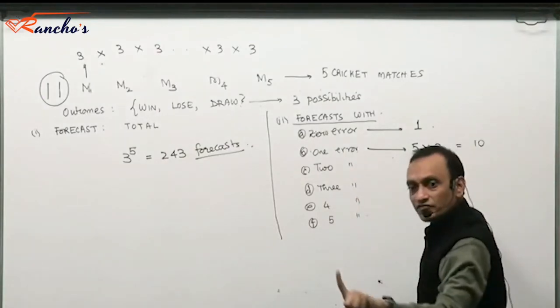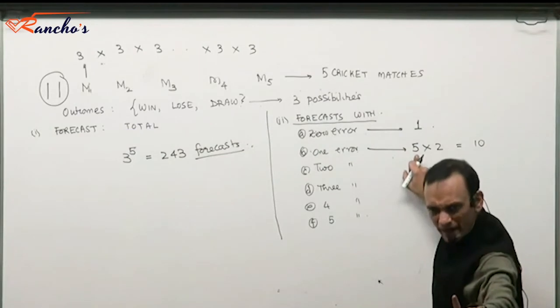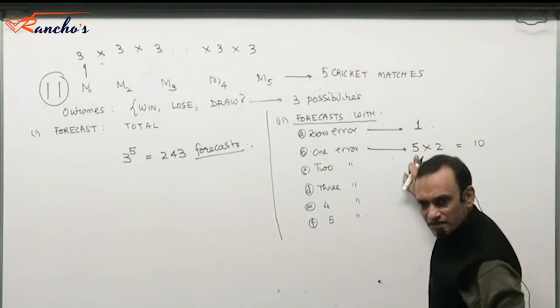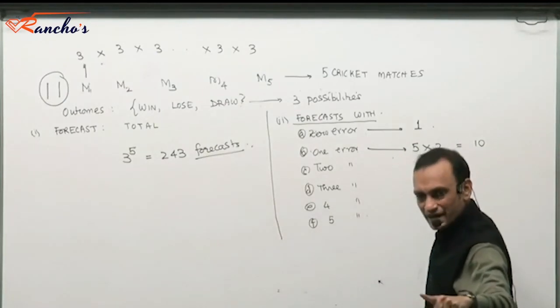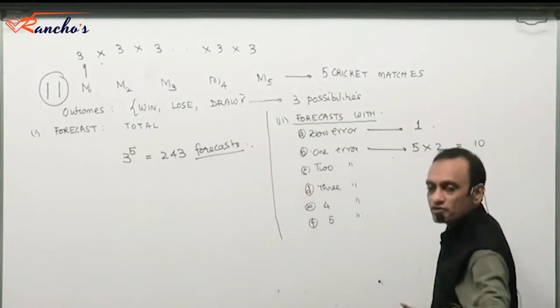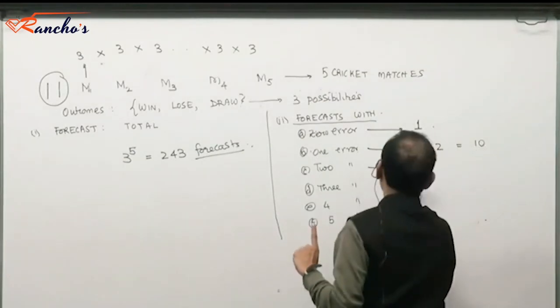One match selected in 5 ways. This is the match in which a forecast is made inappropriately. So that match can be selected in 5 ways. And then the 2 errors that could be made in this match, 5 into 2, that makes it 10 ways in all. Yes or no?